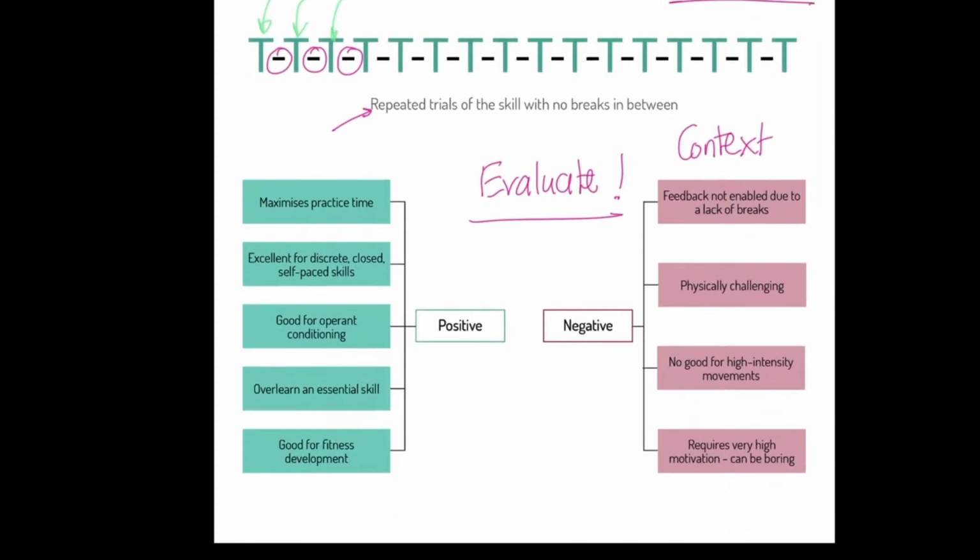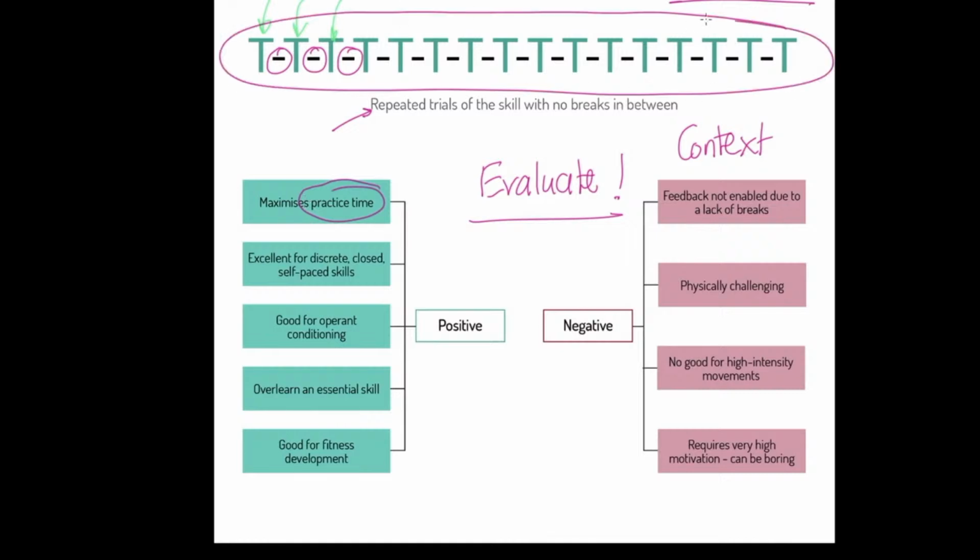First of all, it maximizes practice time. I think this is a fundamentally important point. Why? Because if we take this period of time as X amount of time, we are getting as many T's into there as possible, aren't we? So we are maximizing the pure repetition. That could be really good if you think about your operant conditioning type theories, couldn't it? Effectively trial and error learning. You're presented with a stimulus and you attempt a particular response, and that is done over and over again. It's excellent for discrete, closed, self-paced skills.